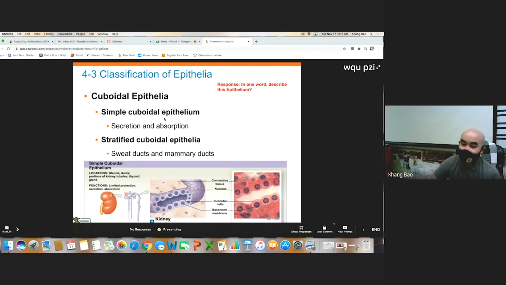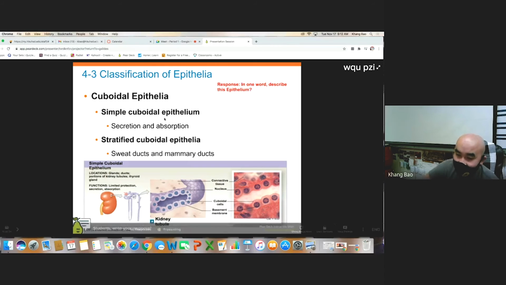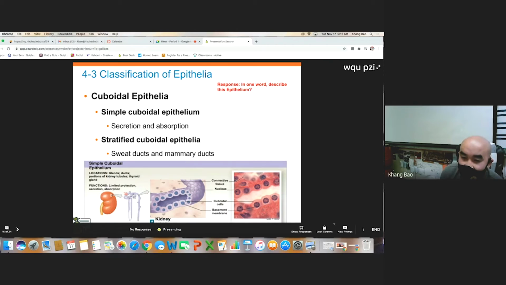The next one is what we call cuboidal epithelia, like a cube. So there are two types again, simple and stratified. Simple means one layer. Stratified means multiple layers. Normally where do you find them? It's more for secretion and absorption, for sweat ducts and mammary ducts. Don't respond to this as well. I'm just gonna skip this very fast, okay?